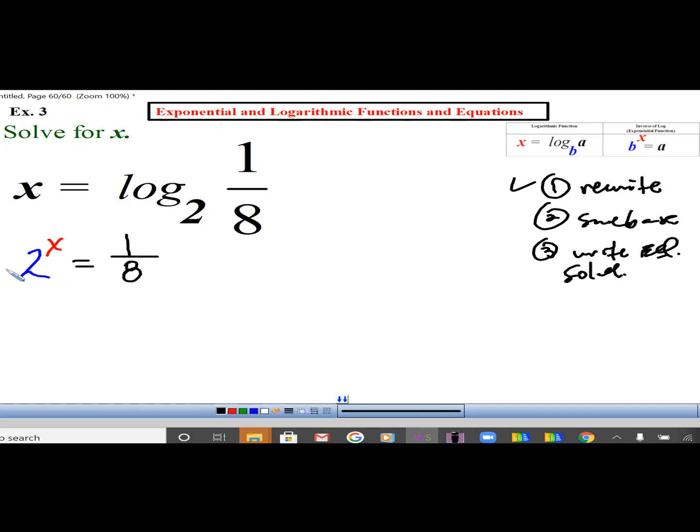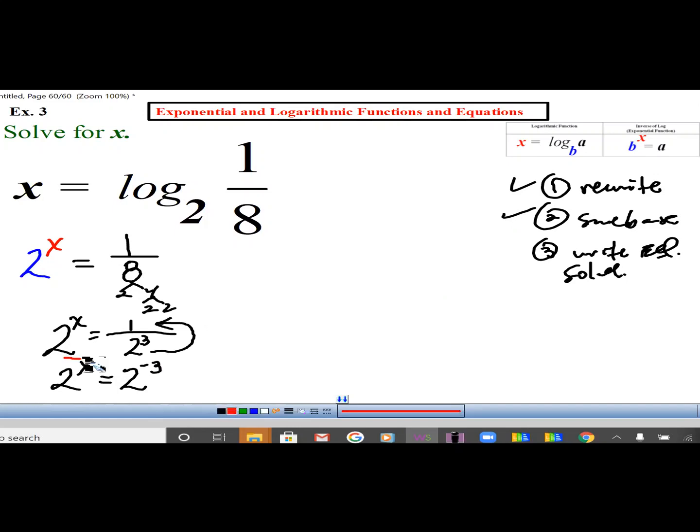Step 2, they need to have the same bases. They don't at this time. So the base for this one has to be what? 2. So 2 times what gives us 8? 2 times 2 is 4, and so on, so this could be written as 1 over 2 to the third. And we still have 2 to the x over here. It's almost the same base. I need to bring this to the numerator so that we can have the same base. This is 2 to the negative 3 equals 2 to the x. Do they have the same base? Yes. So lastly, we zoom into the exponents to write our equation. x equals negative 3. And that's how you solve a logarithmic function. Let's do another one.